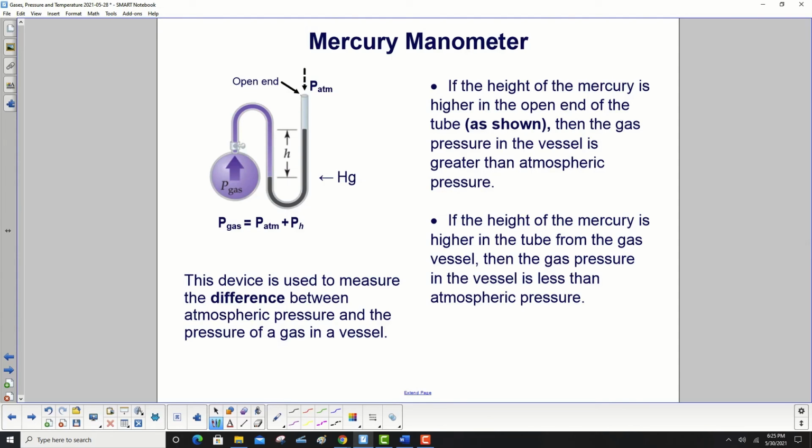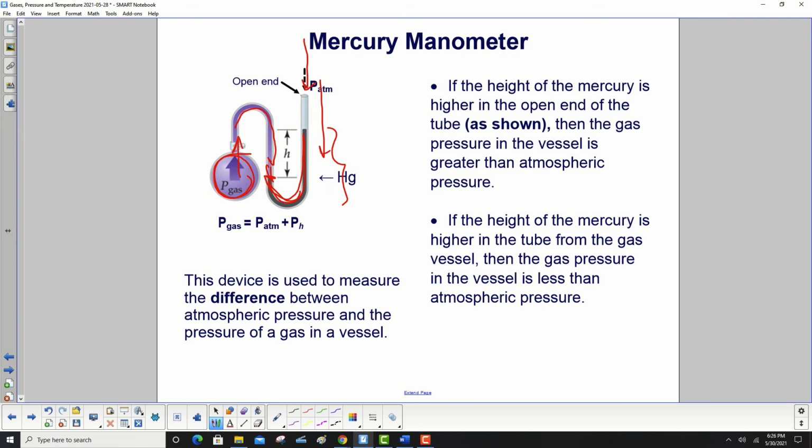Mercury manometer. This device is used to measure the difference between atmospheric pressure and the pressure of a gas in a vessel. So here's our vessel, and we have gas exerting a pressure like that, goes through here, and in here we have some mercury, okay? And the other force acting is the pressure of the atmosphere on the open end. If the height of the mercury is higher in the open end of the tube, as we show here, then the gas pressure in the vessel is greater than atmospheric pressure because it's pushing it down farther than the atmospheric pressure is trying to push it.